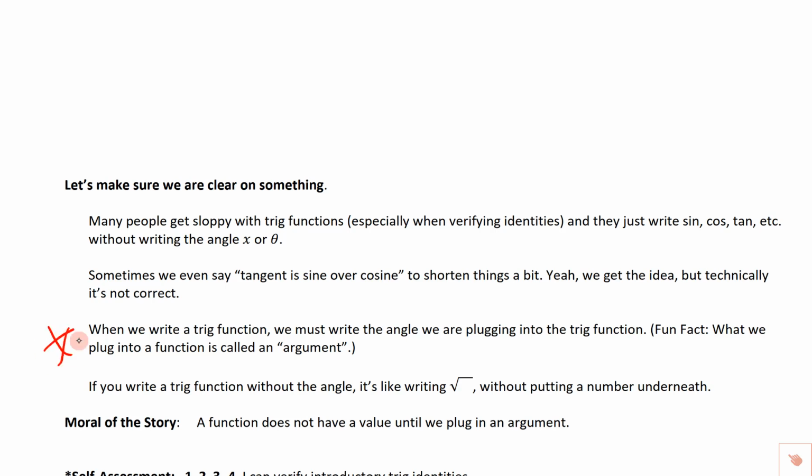Would you put a star by this one right here? We talked about this earlier, but I just want to make sure you're clear with this. When we write a trig function, you have to write an angle that we're plugging into the trig function. Fun little fact, what we plug into a function is called an argument. So if you were to write cosine and not put anything there to plug into it, it's kind of like writing a square root and not putting anything underneath it. So this doesn't mean anything until you plug an angle into it, just like a square root doesn't mean anything unless you plug a number into it so it can find the square root. Everybody good there? Okay, so keep those things in mind.